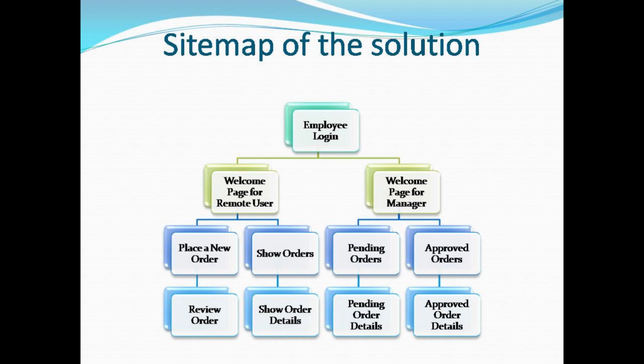If the user is a regional office manager or headquarter manager, he can either view the pending orders or approved orders. The regional office manager can approve an order from the pending order list or forward it to the headquarter manager. He can view the previously approved orders list and details from the approved order page.